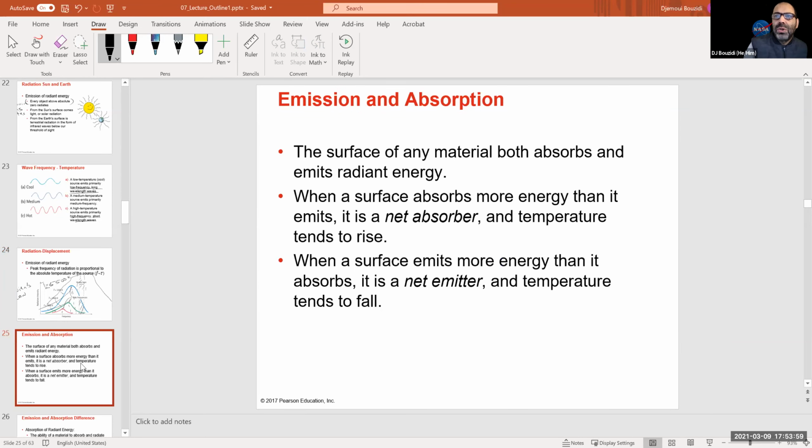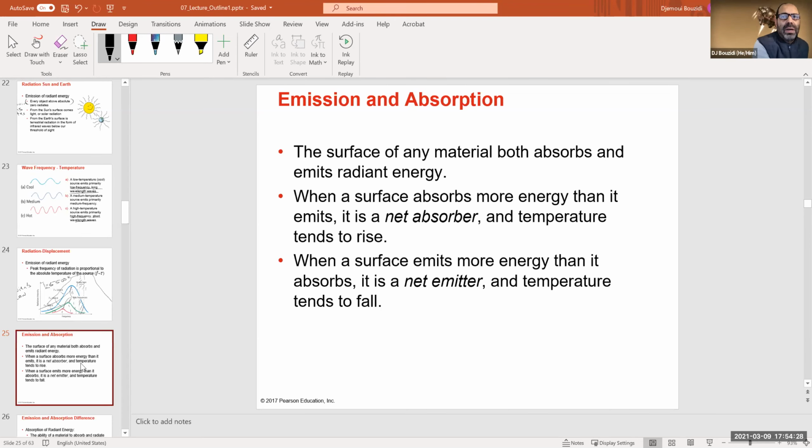Emission and absorption. The surface of any material both absorbs and emits radiant energy. When a surface absorbs more energy than it emits, it is a net absorber, and its temperature tends to rise. When a surface emits more than it absorbs, it is a net emitter, and the temperature tends to fall. So emitting radiation is a way for it to get rid of that excess energy, basically. That's how you can think of it.